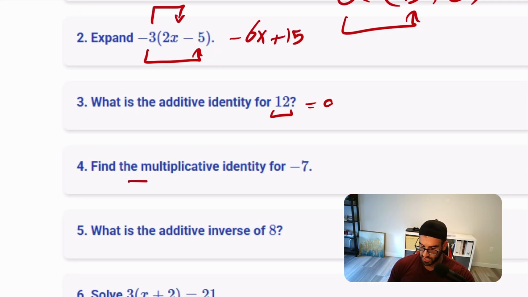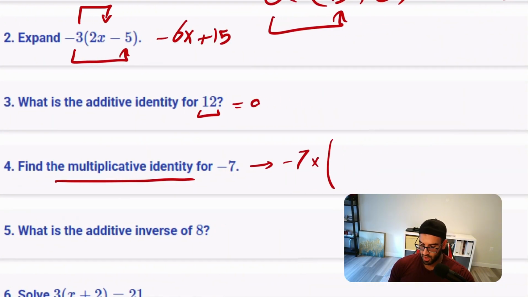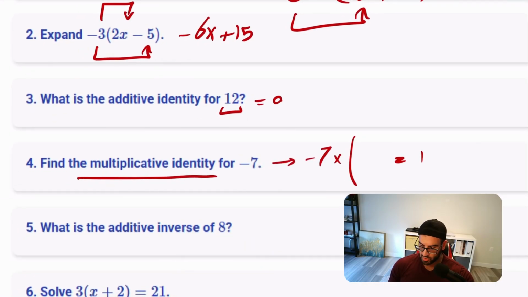Find a multiplication identity means that I have to find the number that, if I multiply it by this number itself, I'm going to have 1 as the final answer. So when we are talking about the multiplicative identity, we are talking about the reciprocal. So the only thing that you have to do is find the reciprocal of this number. Again, about the reciprocal is that you have to change the place of numerator and denominator. So I do have this one as my answer.